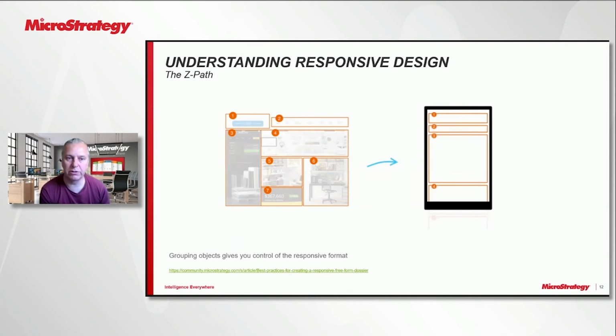When we're talking about responsive design, you need to understand how the Z paths work. If you look at the diagram on the left, as you're designing the dossier, you can have individual visualizations or objects or groupings of objects, and MicroStrategy will work through them left to right and then down the page. So it's effectively drawing a Z, if you can see my mouse cursor, through the document all the way down to the bottom, drawing Zs in a loop. And that is the order they will be rendered if you view on a smaller device that is too narrow to show them side by side. There's a good article on the community site about the best practices for doing a responsive freeform dossier in that way.